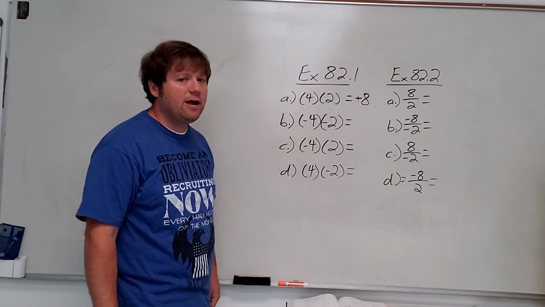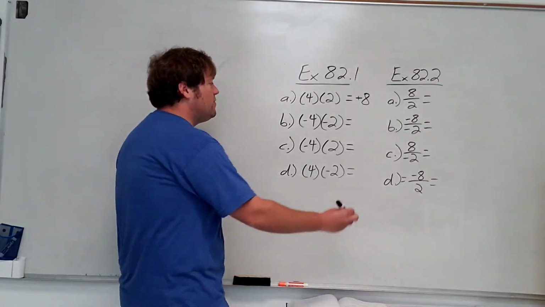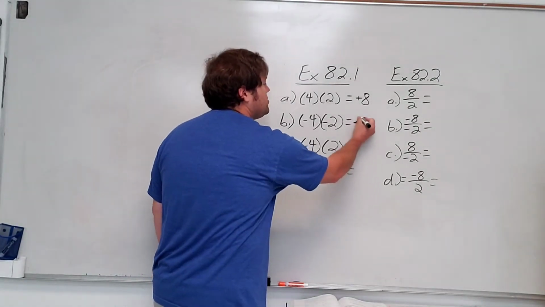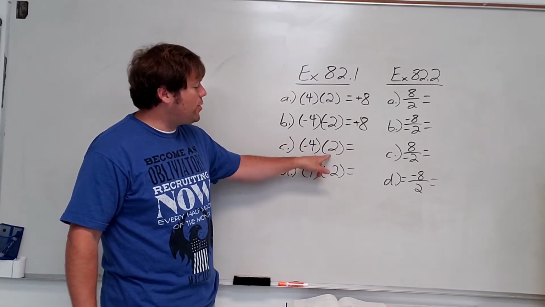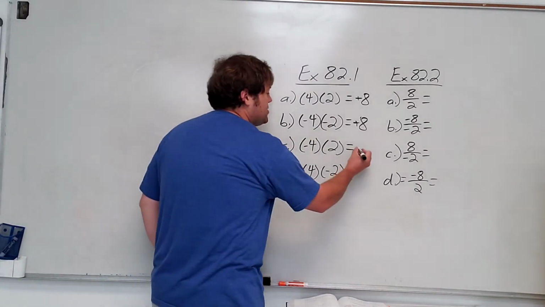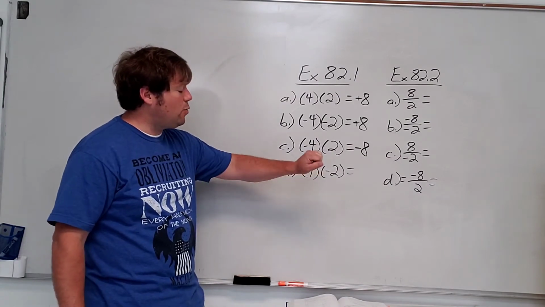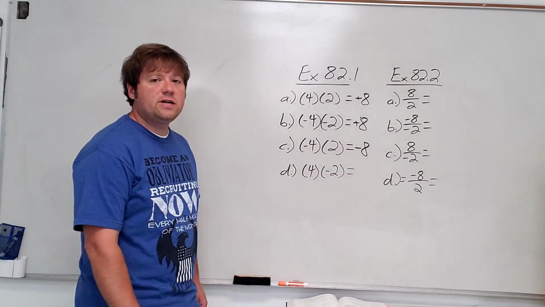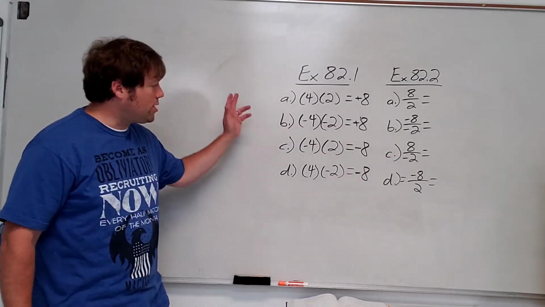The next one is negative 4 times negative 2. The same sign is always going to give you a positive answer. So this is also positive 8. And then we have negative 4 times positive 2. Different signs will give you a negative answer, so negative 8. And then same thing on the last one, positive 4 times negative 2. Different signs will give you a negative answer. So the rule works there.